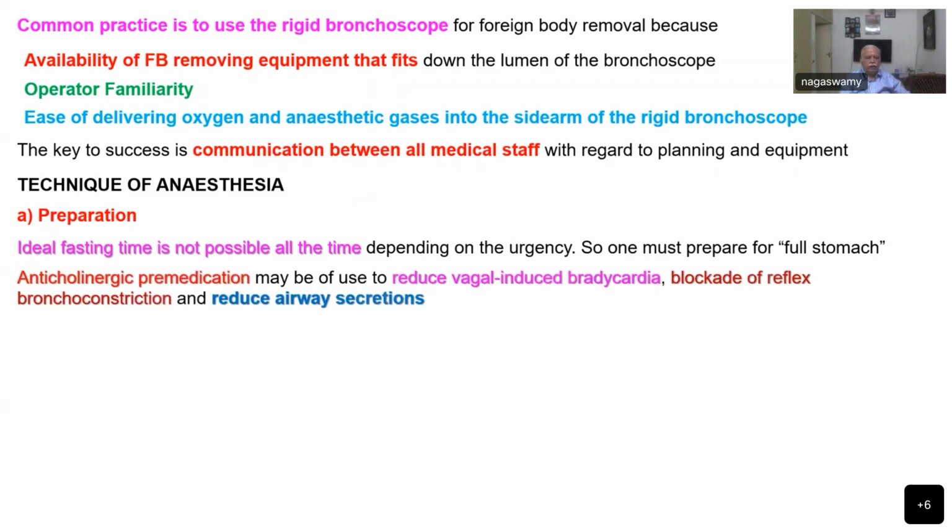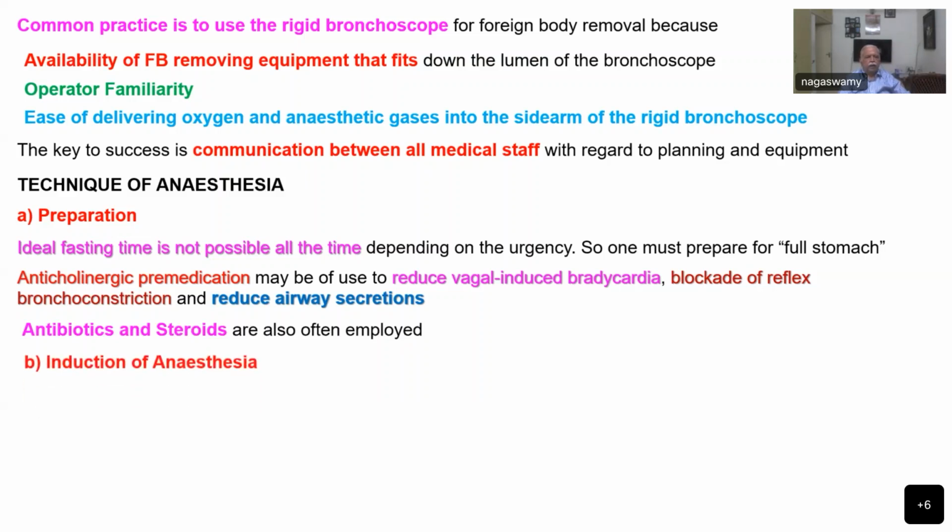Anticholinergic premedication will help in reducing the vagal induced bradycardia in pediatric patients, and also block the reflex bronchoconstriction that may happen because of the manipulation of the airway, and reduce airway secretions. Already the child is drooling because of the obstruction, that also can be reduced. Antibiotic and steroids also can be given as a preventive measure before you take up the patient. So anticholinergic, antibiotic and steroids are all given as preparation.